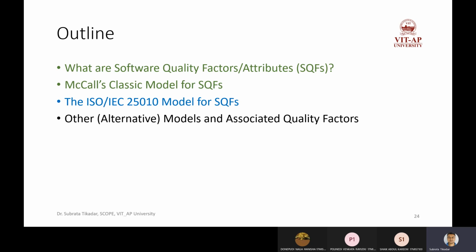What is the full form of ISO? I have told just right now. And IEC? Anyone who can answer will get credit. So ISO stands for International Organization for Standardization, and IEC stands for International Electrotechnical Commission. So these are the standard bodies, standard organizations who take care of the standardization of the product.